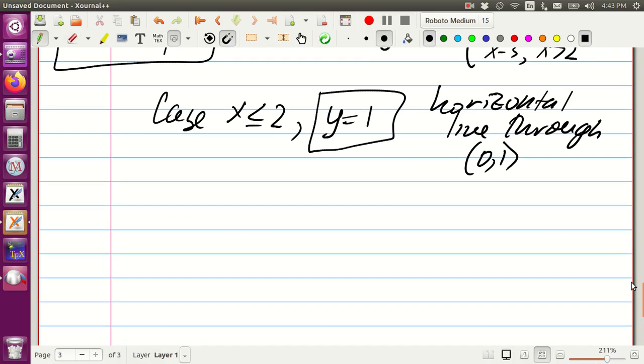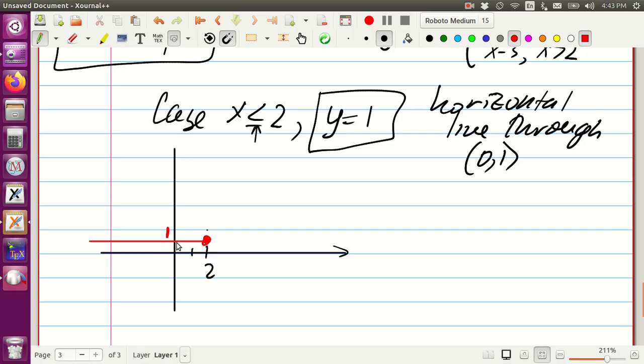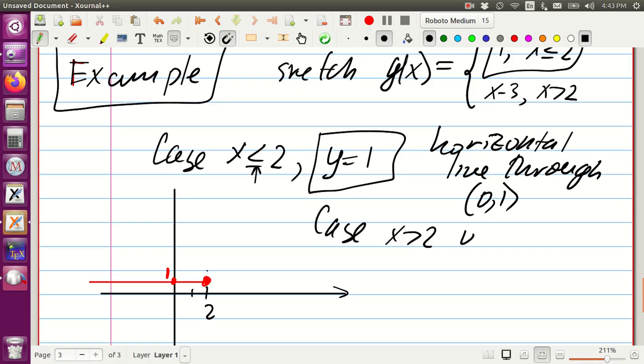Okay, so let's plot it. So basically it tells you before 2, including 2, so what does this mean? That means it's a filled-in circle at the end. I'll use a different color. And it's a line going through 1 over here. All right, and then we have another case, x greater than 2. If x is greater than 2, then y is equal to x minus 3.